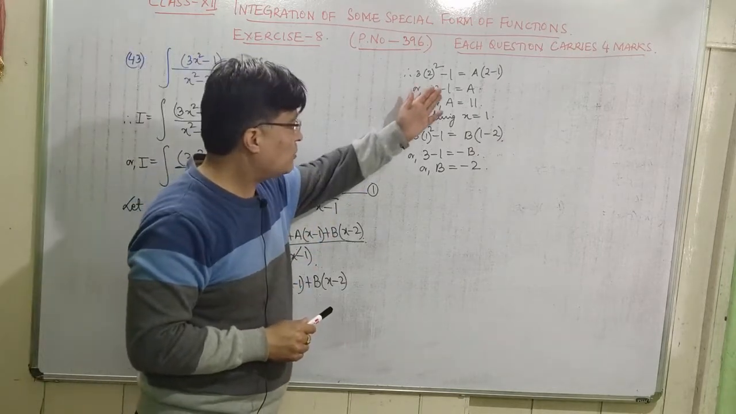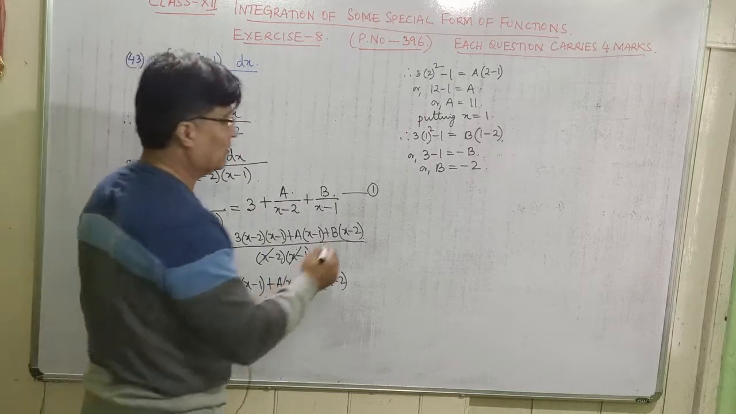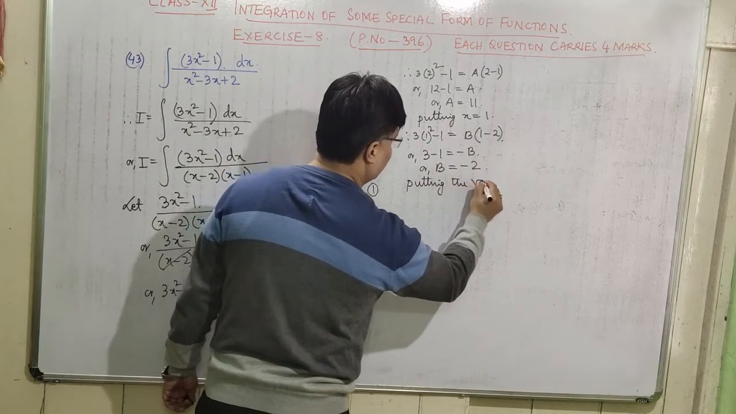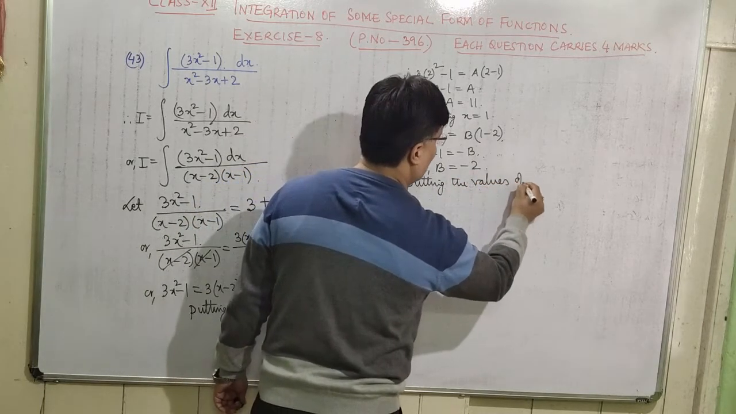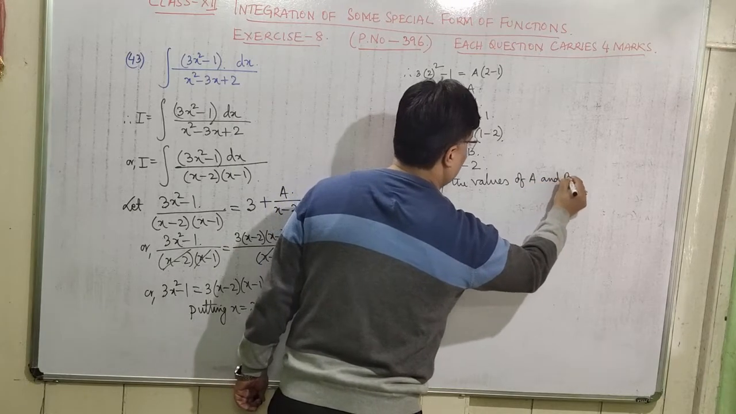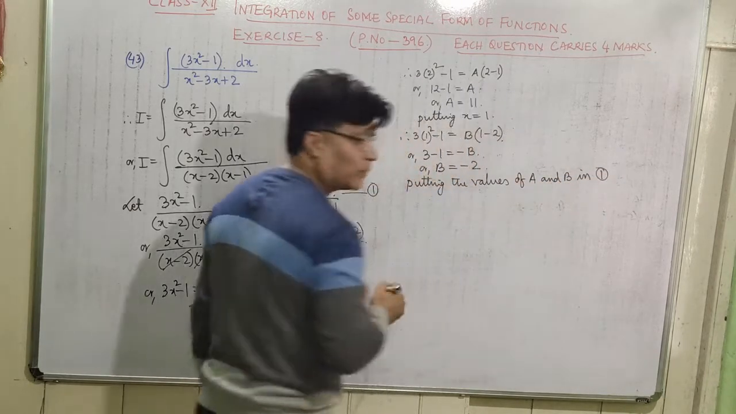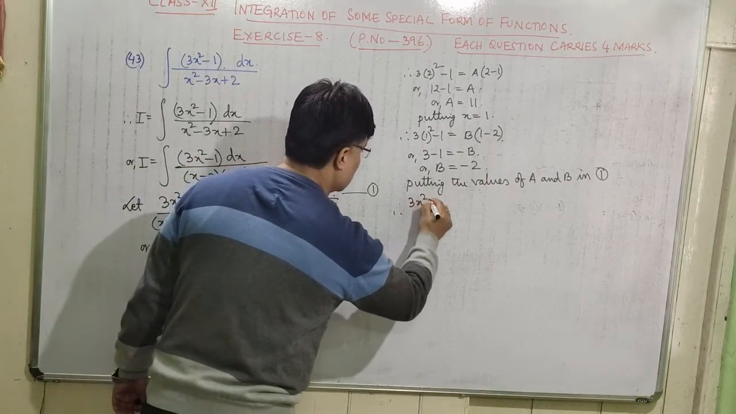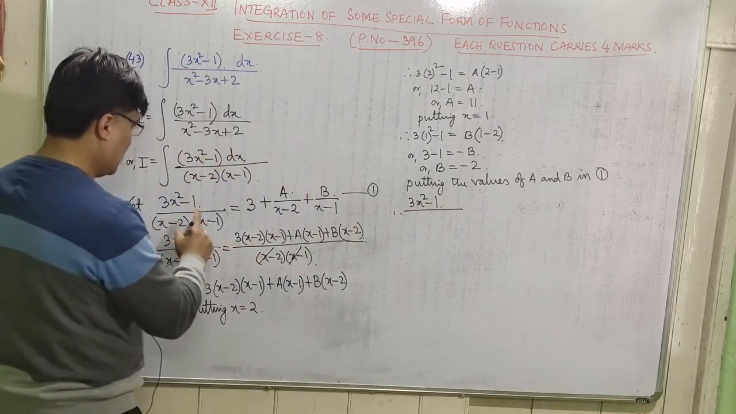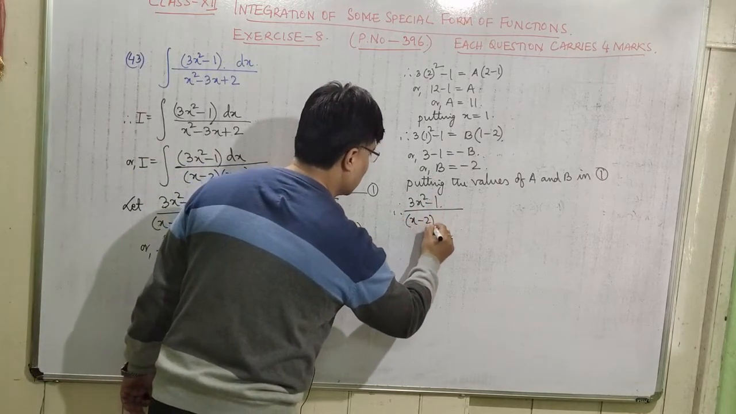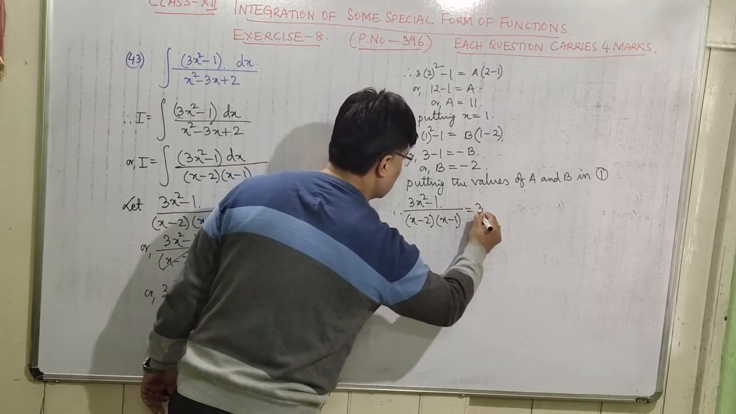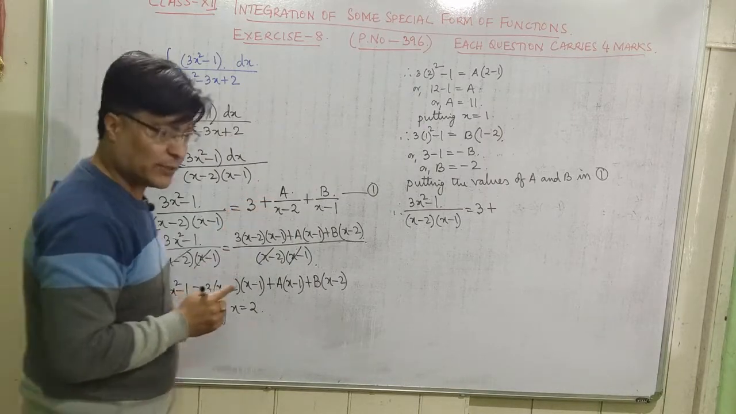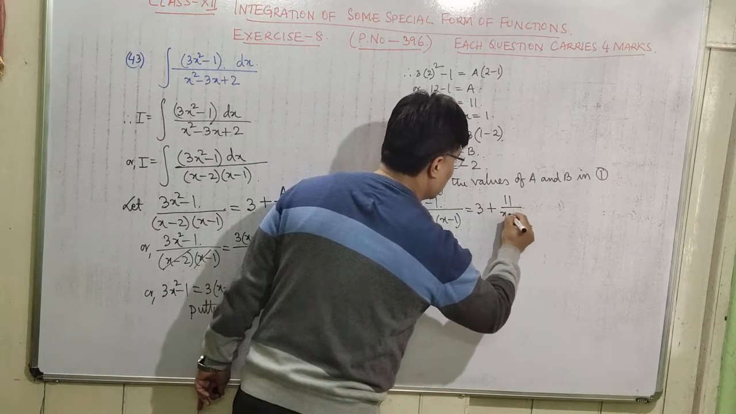Okay. So let us put those values of a and b in number 1. In number 1, let us put those values of a and b, right? Therefore, this is 3x square minus 1 divided by x minus 2 into x minus 1 is equal to 3 plus, what is the value for capital A? It is 11. This is 11 divided by x minus 2.